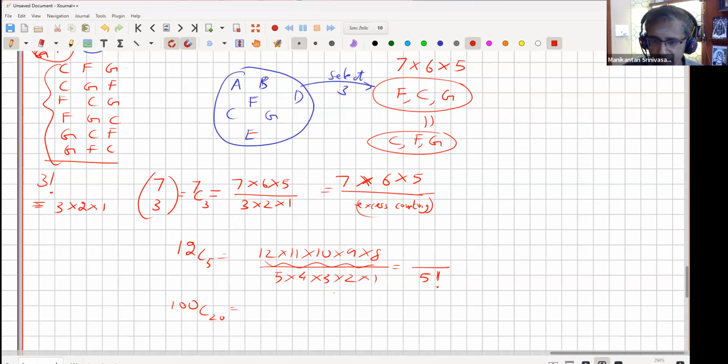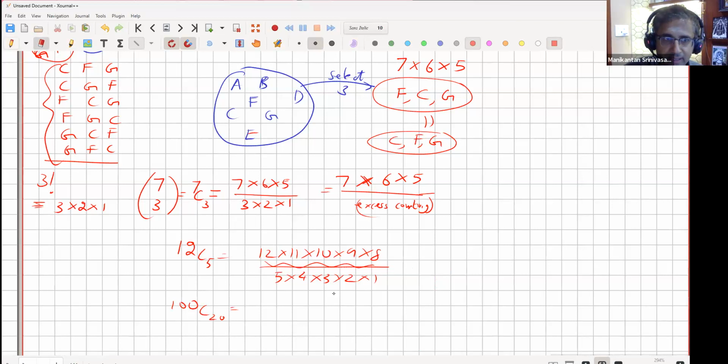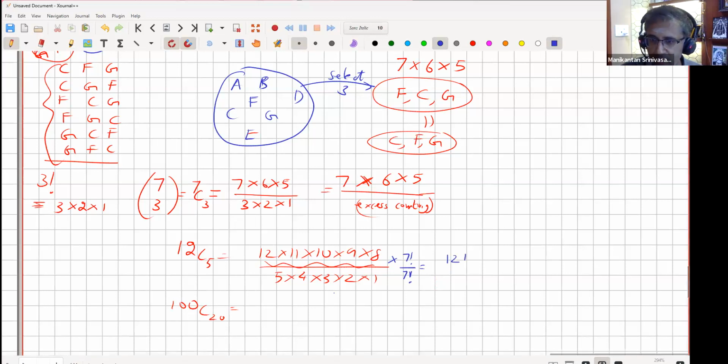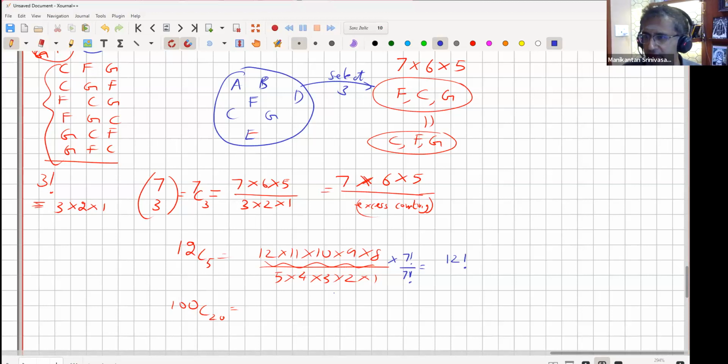So people devised an easier way. Rather than write 12 into 11 into 10 into 9 into 8, people said we can instead artificially multiply and divide by 7 factorial, because I can multiply numerator and denominator by any quantity without disturbing it. So I choose to multiply by 7 factorial. Why? So that the numerator becomes the full sequence from 12 all the way till 1. So that's 12 factorial. All of you know factorial, right? Factorial is the product going back till 1.